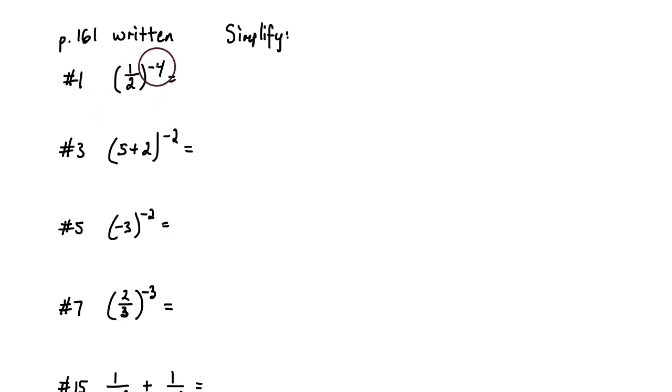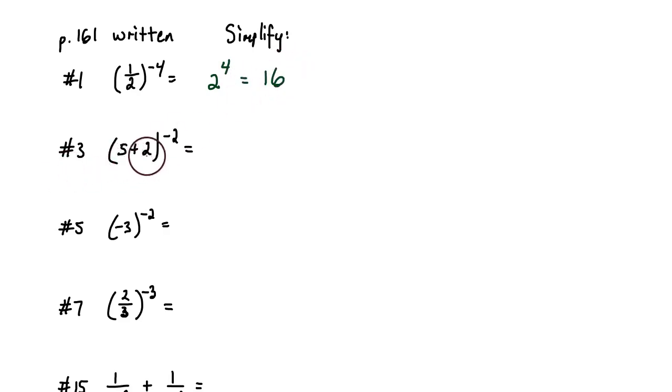Number 1, we have a fraction and we're raising to the -4th power. The meaning of a negative exponent is a reciprocal. So let's take the reciprocal of the fraction 1/2. It becomes a 2. And now we have a positive exponent. 2 to the 4th power is 16.